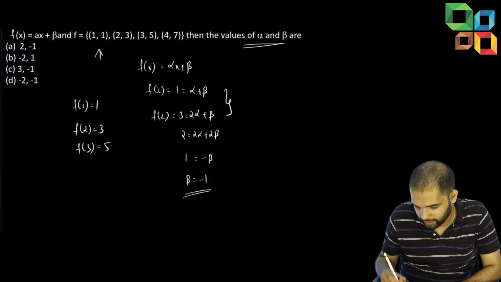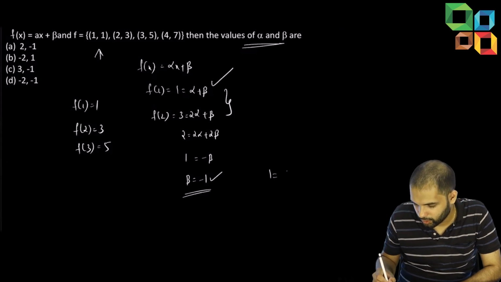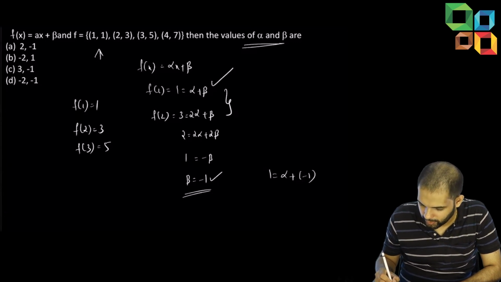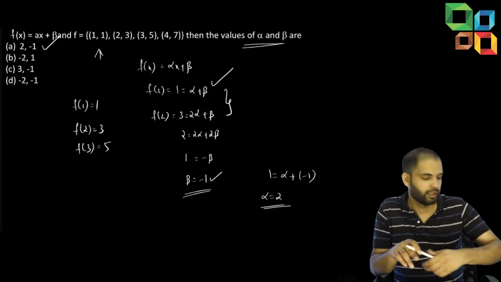What is alpha? If beta is minus 1, I think you can substitute in this equation. 1 is equal to alpha plus minus 1. Take minus 1 to the other side, so it will be plus 1. So alpha is equal to 2. So alpha is 2, beta is minus 1. Any confusion here?